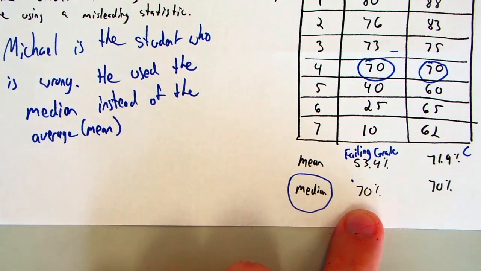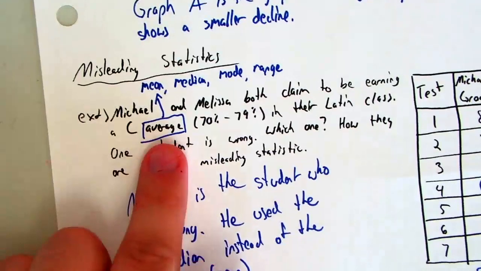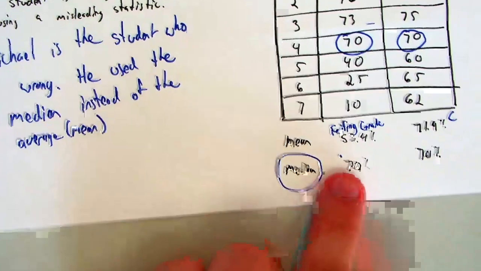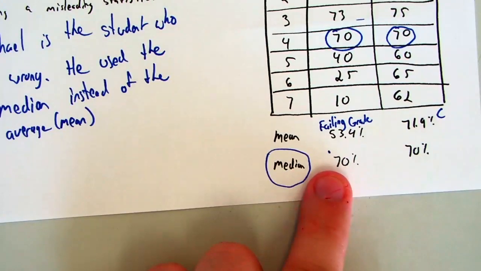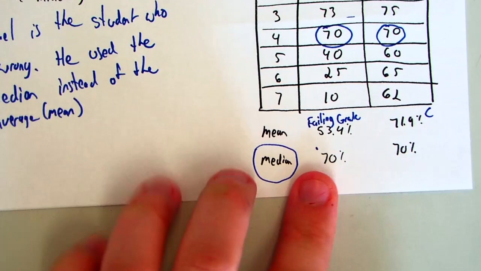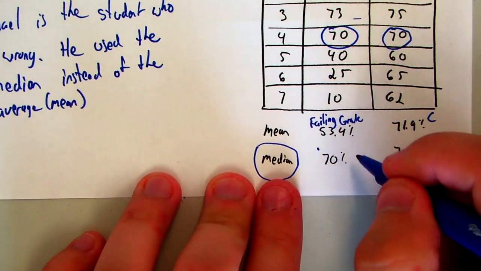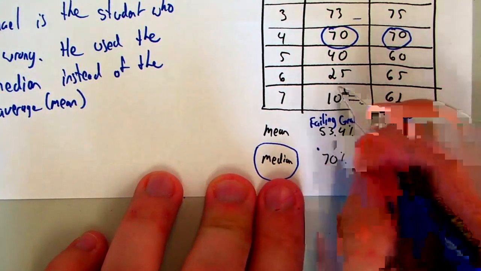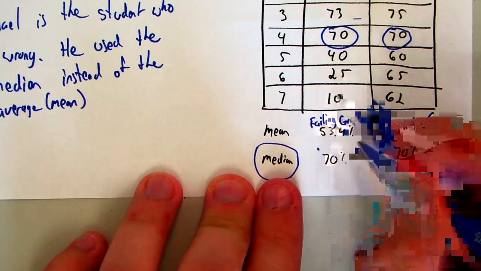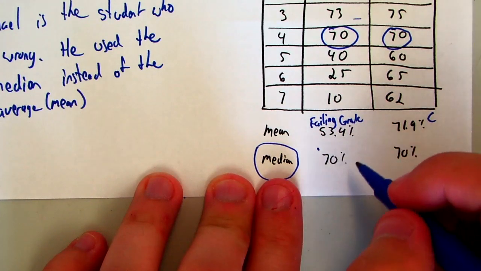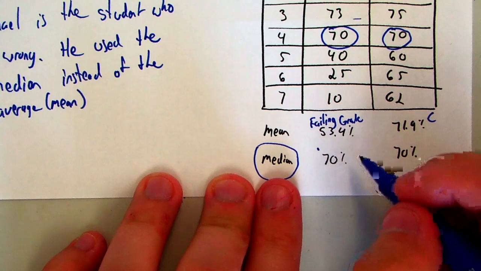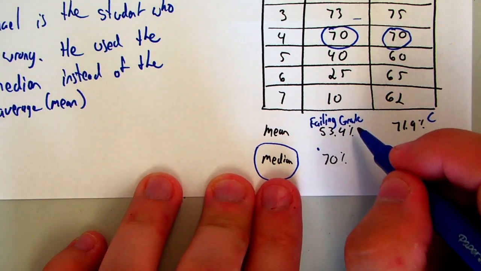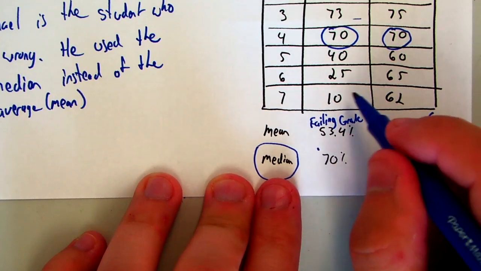The problem was he said he was averaging when he did not say his average. So he still has a median of a 70%, which would be a C. However, his actual average is a 53.4%. So he is using a correct piece of information, but explaining it incorrectly. So Michael is misleading people.